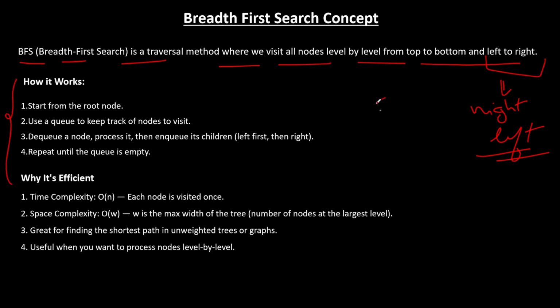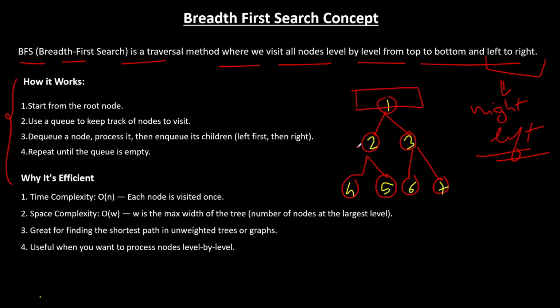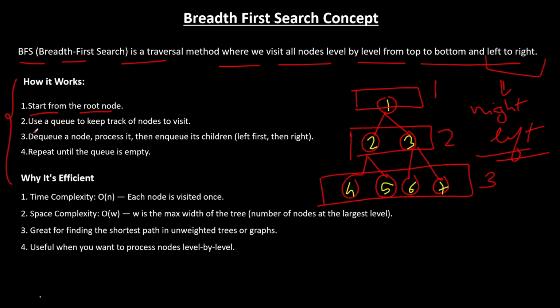Suppose this is a binary tree. This is one level, this is another level: level 1, level 2, and level 3. There is nothing much to understand here. So how do we do it? We start from the root node, of course. We use a queue. This is the queue. We push this particular root node here. Now what do we do? We put its children after that.